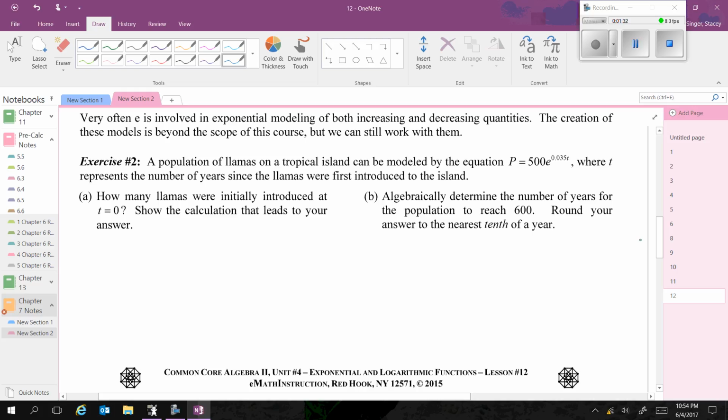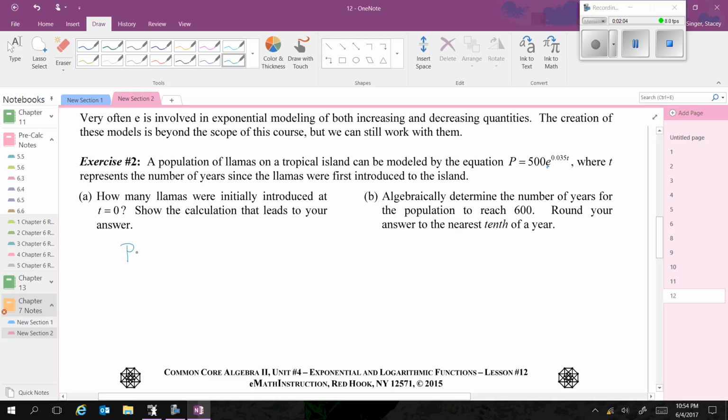You can also have exponential equations with bases of e rather than a base of a number. So if I had the population of llamas on a tropical island can be modeled by the equation p equals 500 e raised to the 0.035 times t, where t represents a number of years since the llama was first introduced. I want to figure out how many llamas were initially introduced at t of 0. That means the first year that they were there.